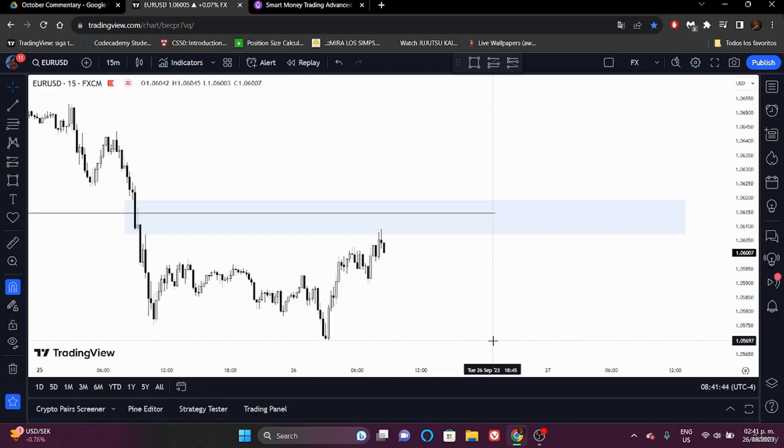Also, we're going to be talking about SIG pair and the leading pair, which is also a very important topic. SMT divergence, which will help us determine if there's smart money accumulation in the markets or if there's some kind of smart money trap. Also, we will be talking about relative rebalance, and also immediate rebalance.